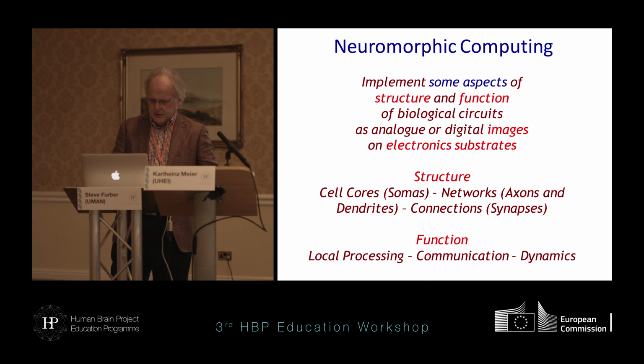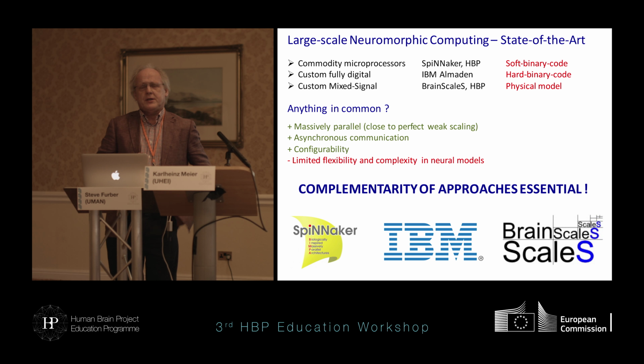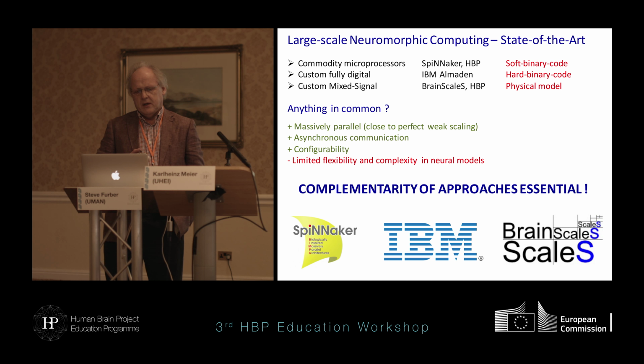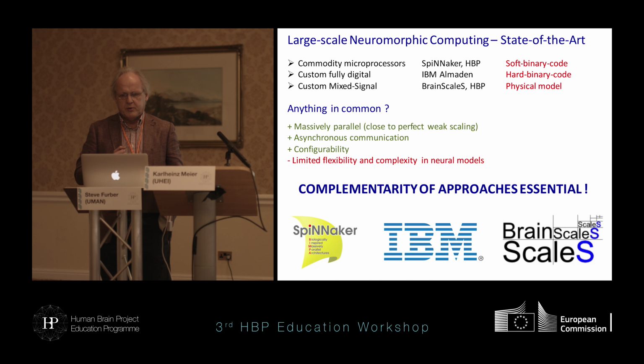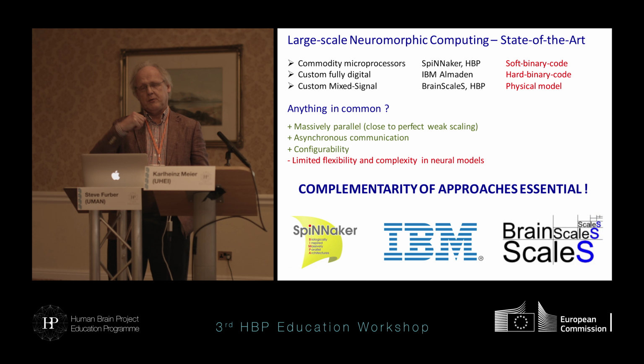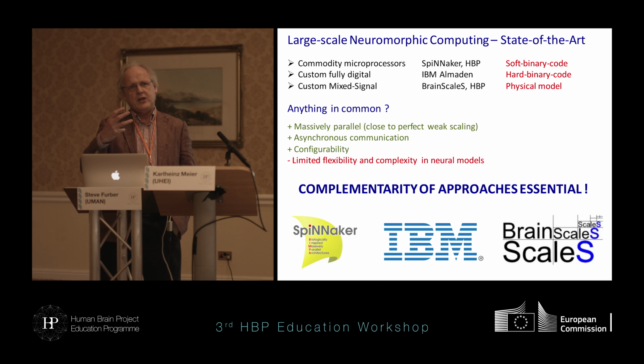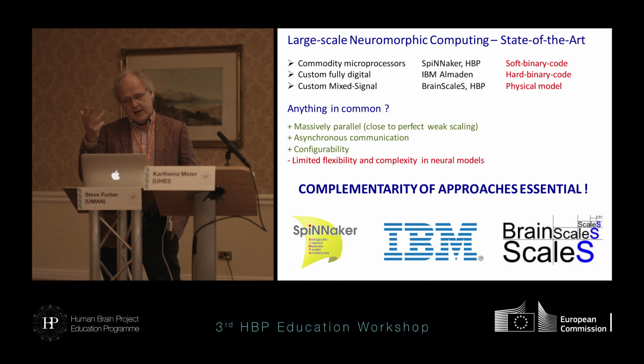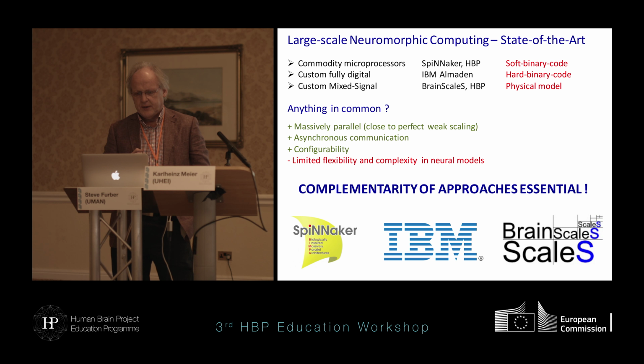And a number of groups are doing this on a large scale, which is the focus here. If you look at one way of approaching it, I've described earlier the Spinnaker system, which uses commodity microprocessors. And here, the neuromorphic aspect of the system is the way we've built the interprocessor communication. So it's the communications that are neuromorphic, the rest is conventional computing. And that work is now going on within the HBP.